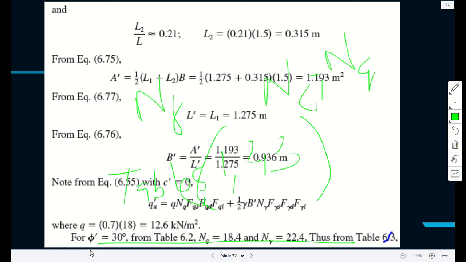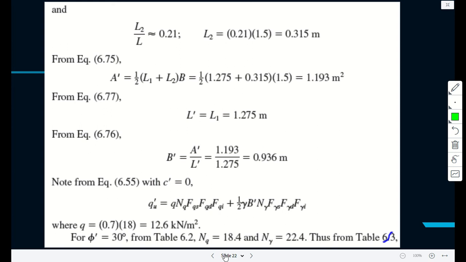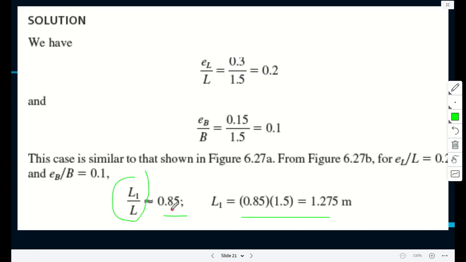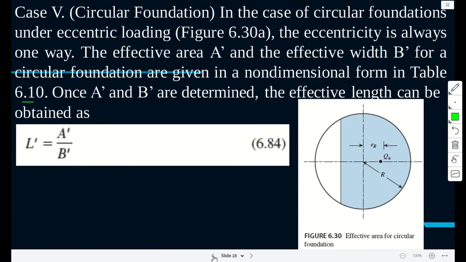So make sure, if you can access the table, see where phi is 30. If you can see these figures, 18.4 and 22.4. And if you don't have, you can ask, because that is the only reason why you'd think this is hard. Otherwise, once you get these values correctly, and I think I've demonstrated sufficiently how to read them.